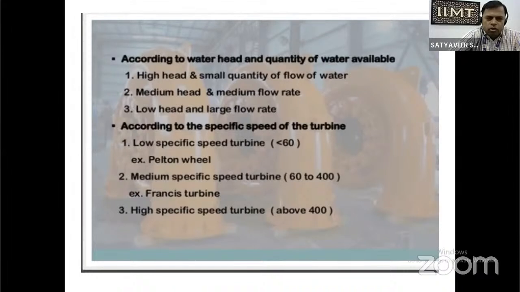So if we talk about the classification based on the specific speed of the turbine, then first one is low specific speed turbine, in which the specific speed is less than 60. Example of low specific speed turbine is Pelton wheel turbine. And second one is medium specific speed turbine. In this case, the specific speed varies from 60 to 400. And example of the medium specific speed turbine is Francis turbine. And third classification is high specific speed turbine. In this case, the specific speed is more than 400.